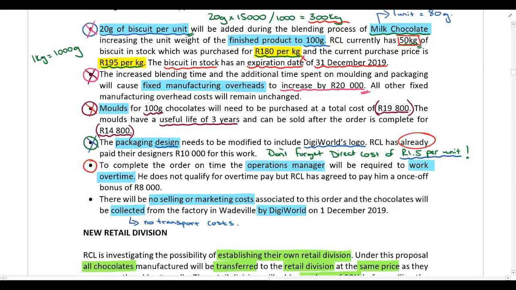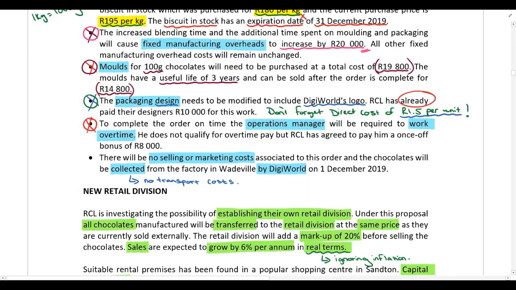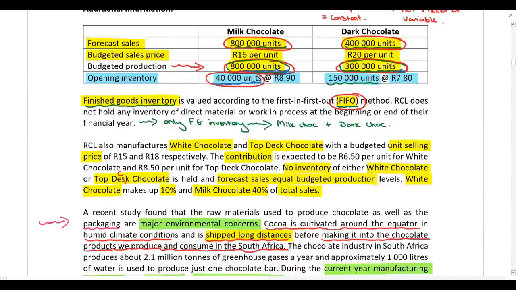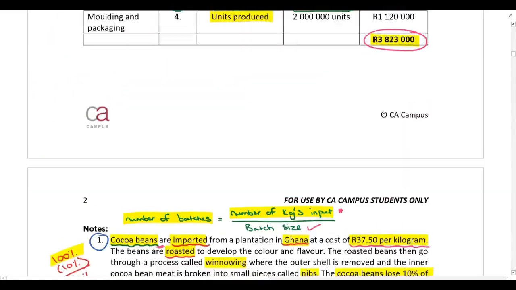Okay. Then lastly, we are told there will be no selling or marketing costs associated to this order, and the chocolates will be collected from the factory in Wadeville by DigiWorld on the 1st of December 2019. So we said if the chocolates are going to be collected by DigiWorld, then there also won't be any transport costs. So up until this point, we've only considered all of the production-related costs.